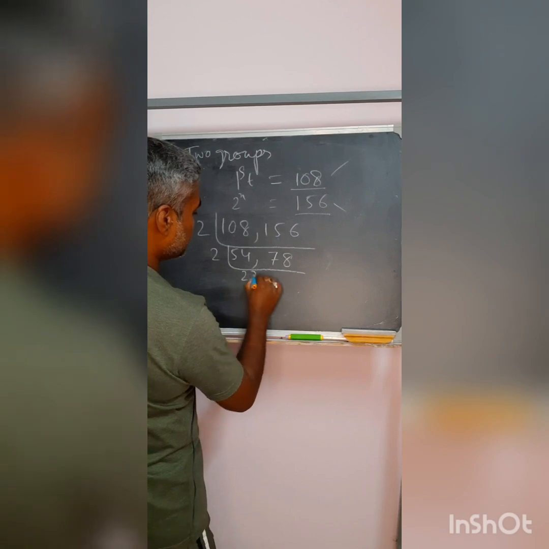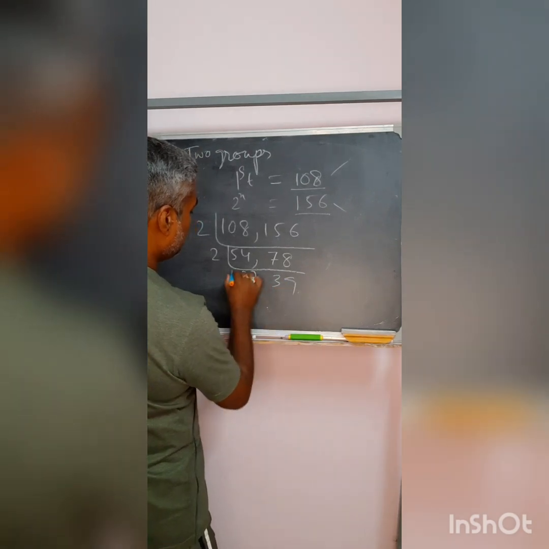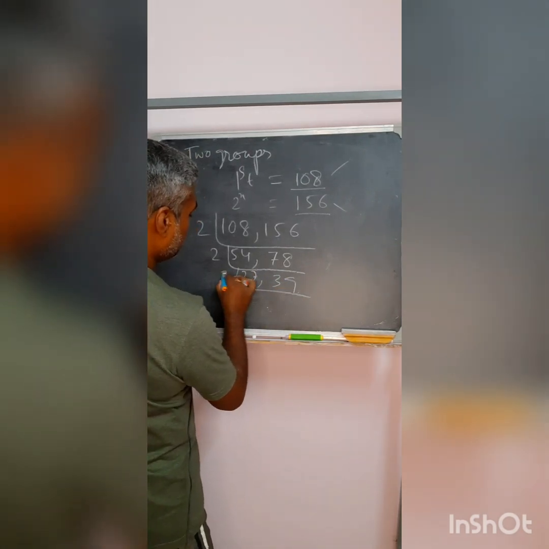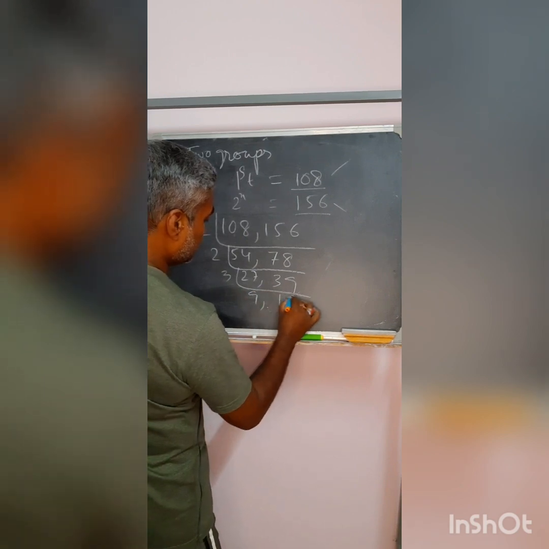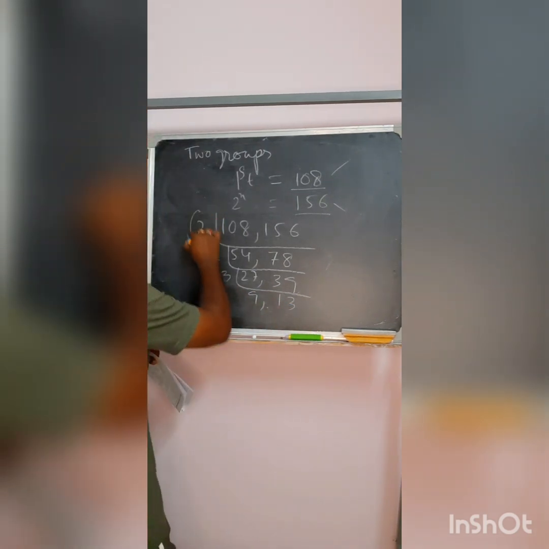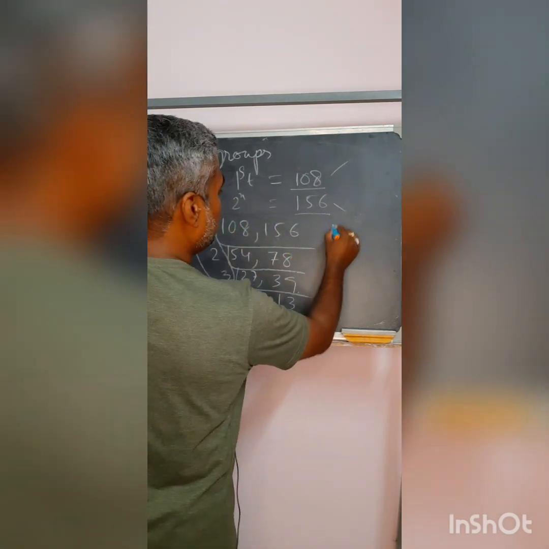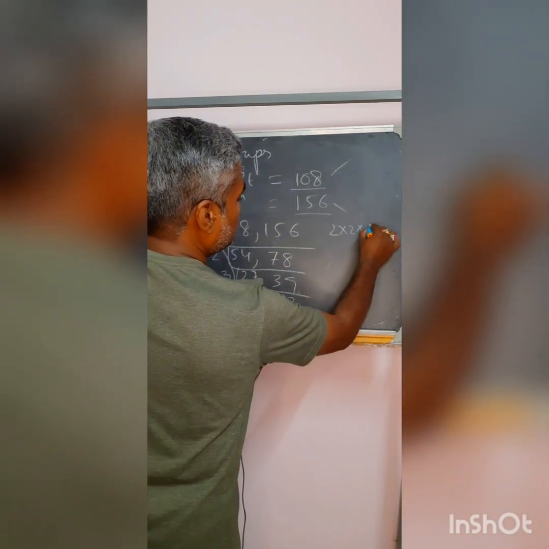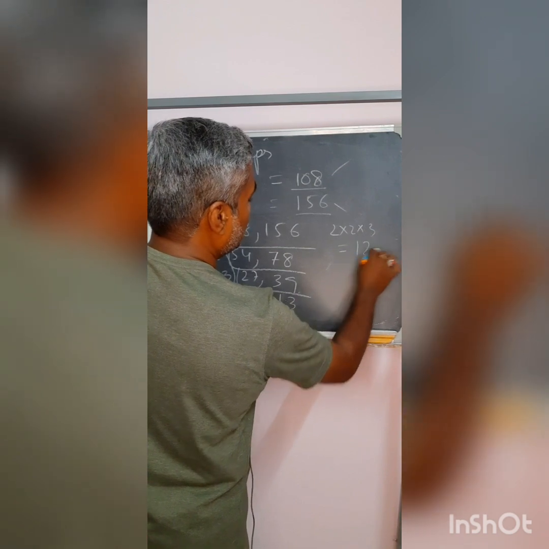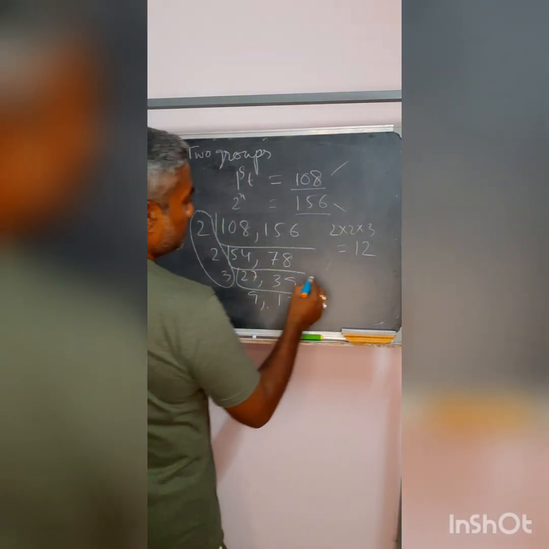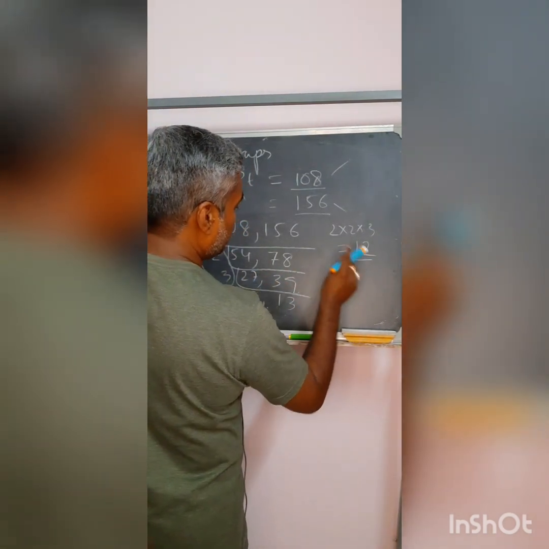So 27, 39, then 3, 9, 13. My HCF will be this part only, as you know. So my HCF will be 2 into 2 into 3, which is equal to 12. So there should be only 12 students per accommodation.